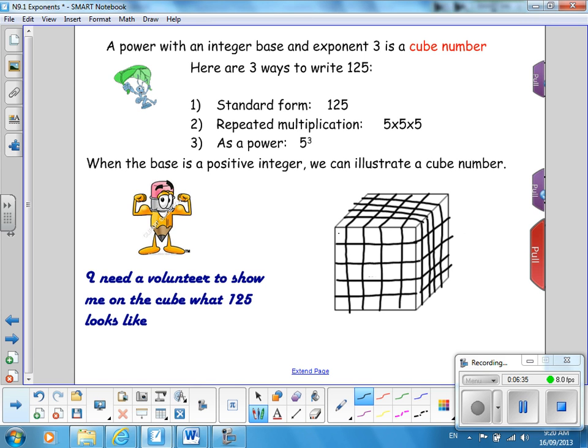So we can see 1, 2, 3, 4, 5. That side length is 5. 1, 2, 3, 4, 5. Side length is 5. 1, 2, 3, 4, 5. Side length is 5. You could go all the way around this cube, and that is what you would see. And if you were to build that, you would have 125 little cubes put together to make up that big cube that has 5 by 5 by 5 dimensions.